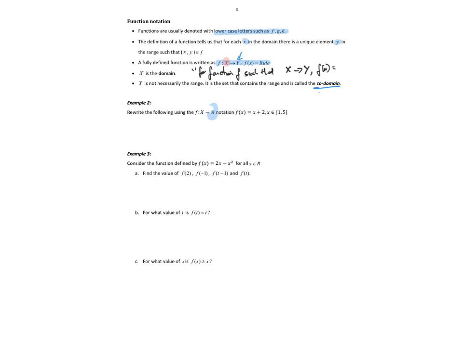Let's rub out that highlight there, it makes it a bit messy. Rewrite the following using the formal notation. So what's this telling me here? This is telling me I've got a function f of x, there's the rule, and the x values are an element of 1 to 5. So my formal notation is: I've got a function f such that the domain, which is 1 to 5, maps onto all the real numbers such that f of x equals x plus 2.